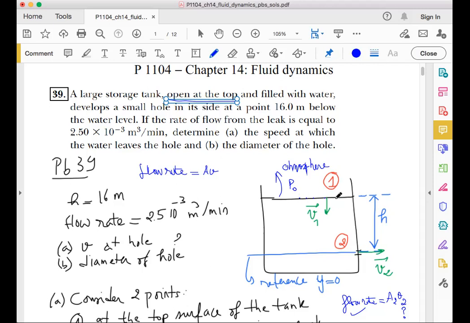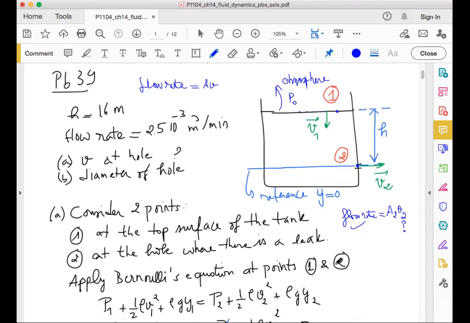So if we take a point on the surface of the fluid in this tank, we know the pressure, we know the height, so we know the elevation, y, and we still have the velocity. So let's take point number 1 to be the point at the surface, and point number 2 to be the point at the hole. If we apply Bernoulli's equation at points 1 and 2, we end up with P1 plus half rho V1 squared plus rho g y1 equals P2 plus half rho V2 squared plus rho g y2.